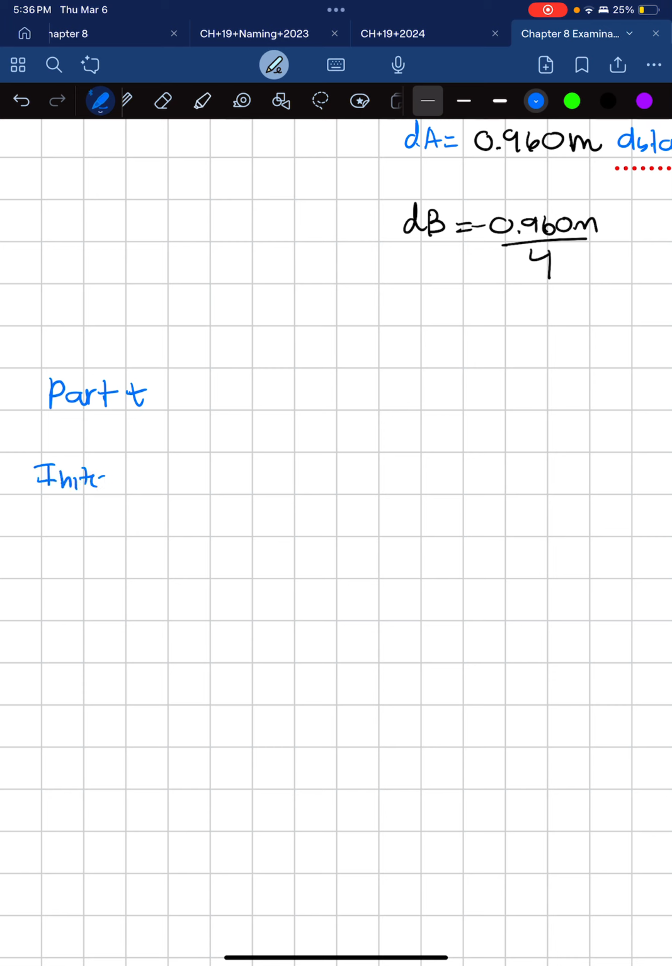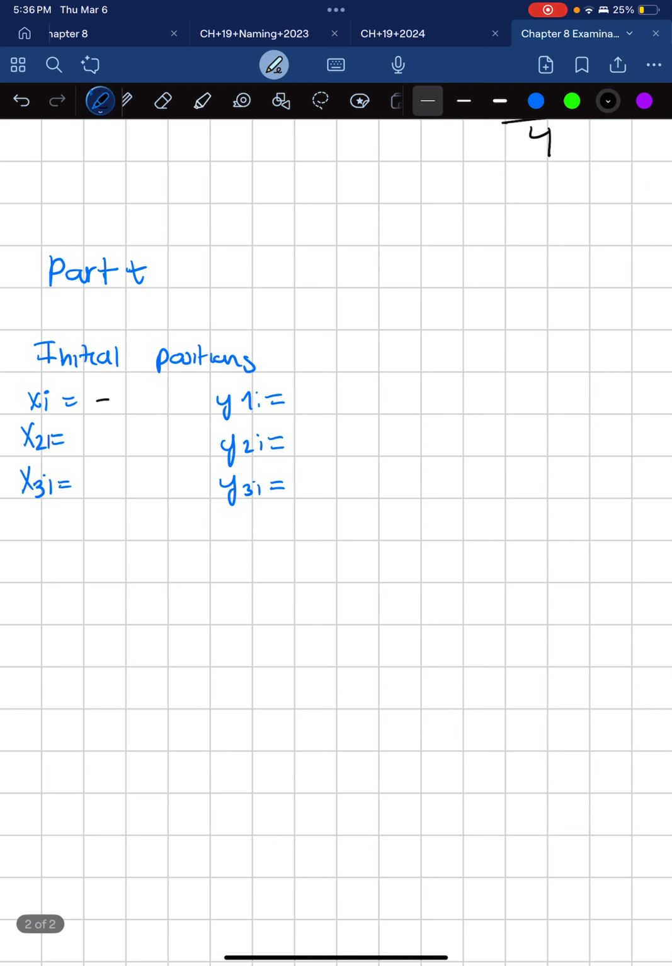So let me go and write this down. Initial positions. They give us x1 initial, x2 initial, x3 initial. They also gave us the y locations. So let's go ahead and write those down. It's just better to write everything down so we don't get lost later on. Okay, initial, it's gonna be, I had, sorry.